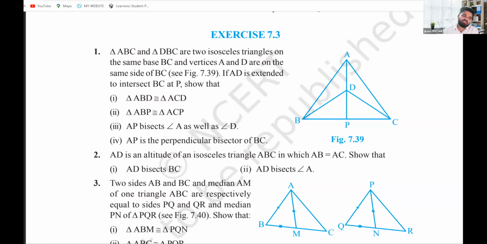So do question number 2. Write down the question number 2. AD is an altitude of an isosceles triangle ABC, in which AB is equal to AC. Altitude means it is making 90 degrees with the base. Show that AD bisects BC, and second, AD bisects angle A.